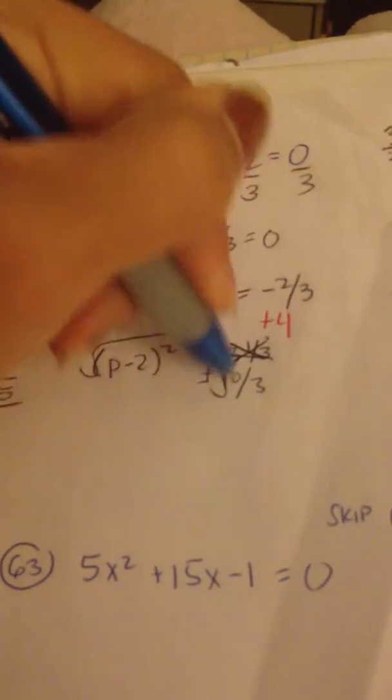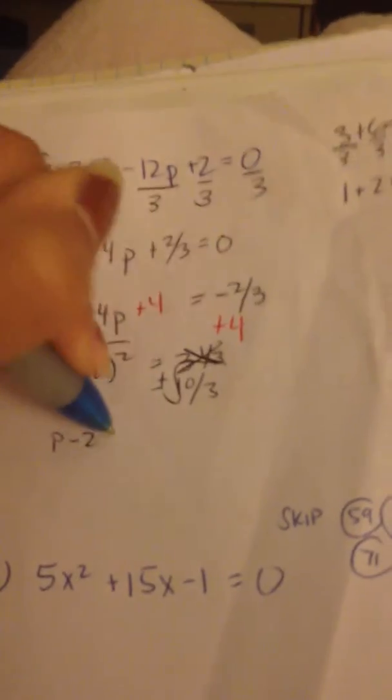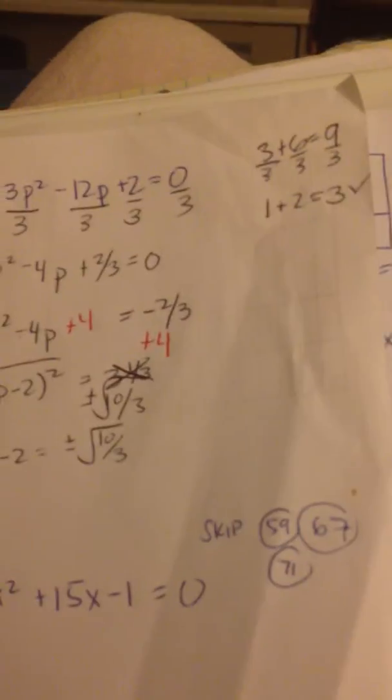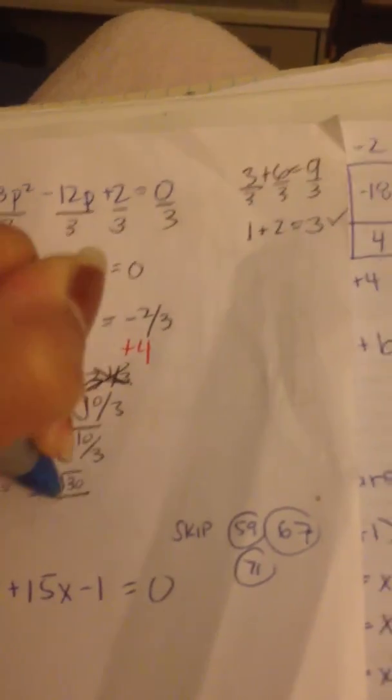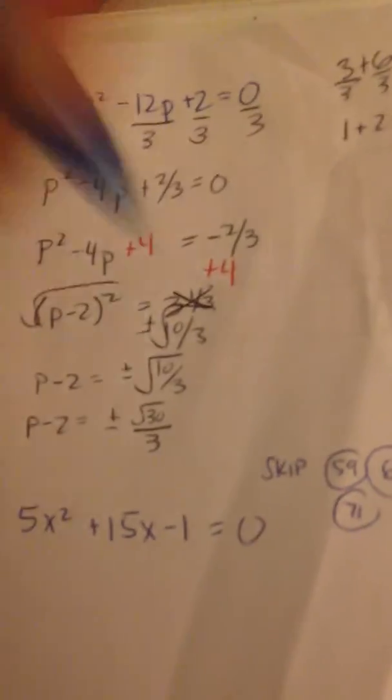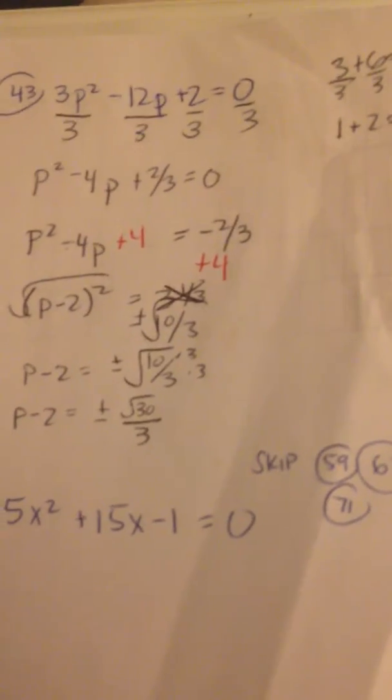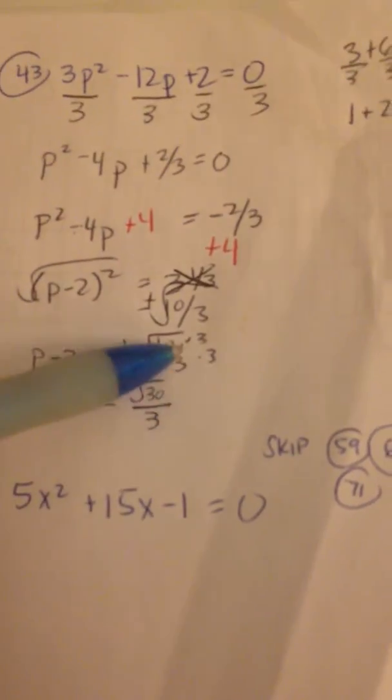Square root both sides. Anytime you take the square root of a number, put plus or minus in front of it. P minus 2 equals plus or minus square root of 10 over 3. Your teacher probably wants to see this as p minus 2 equals plus or minus square root of 30 over 3, just by multiplying the top and bottom by 3. And then square root of 9 is 3.